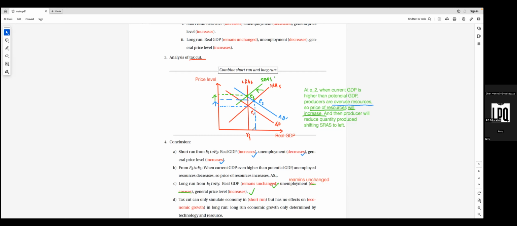So finally, what we learned from this story is that a tax cut can only stimulate the economy in the short run, but has no effect on economic growth in the long run. Because we have mentioned many times that long-run economic growth is determined only by resources and technology. So it has no relationship with a short-run governmental policy like tax cutting. It can only increase the inflation rate.